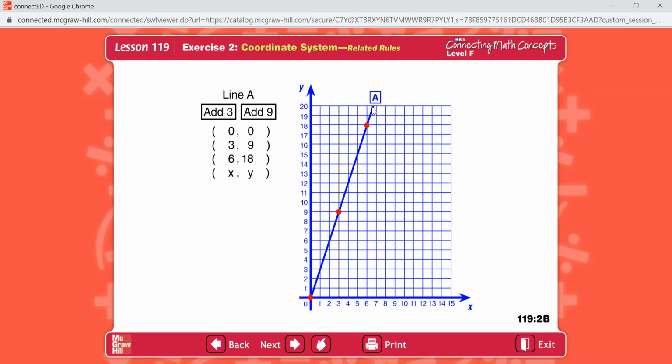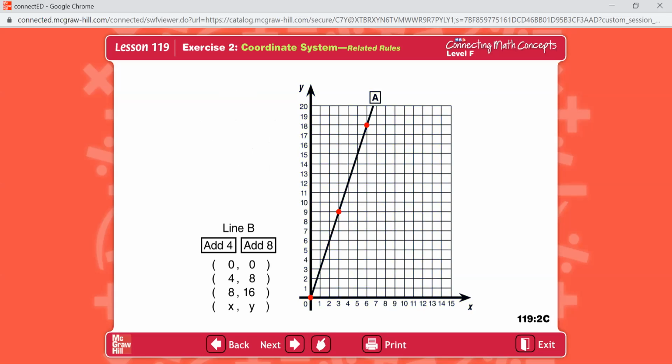You're going to plot another line. It starts at 0, 0. The X rule is add 4. The Y rule is add 8. Write the 3 values for X and the 3 values for Y. Show the comma and parentheses for each point.